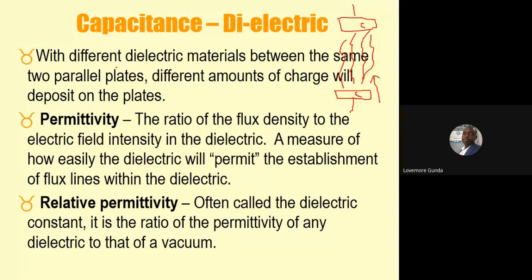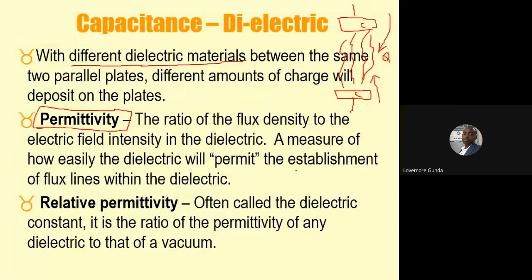So if you use different dielectric materials, then it means you can also store different amounts of charge, and hence you can establish different magnitudes of flux between the two plates, right? And what characteristic makes the difference? The characteristic of the dielectric materials which makes the difference is called permittivity, right?